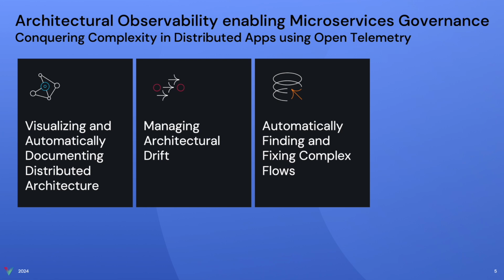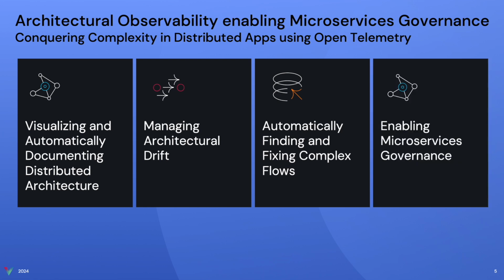Third, it is able to automatically identify complex flows like circular dependencies, a known anti-pattern, or multi-hop flows, both impacting resiliency and performance of the system. It is also able to identify potentially duplicate functionality and suggest merging services based on analyzing resource and other dependencies. This helps combat microservices sprawl.